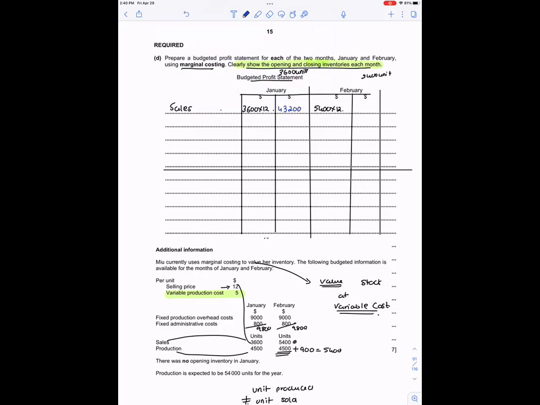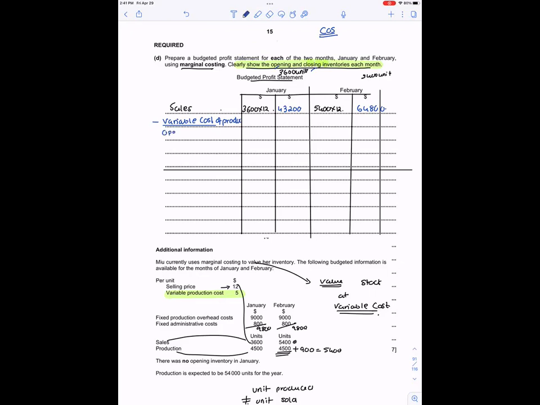And for February, it is 64,800. Then minus variable costs. Now we will take the variable cost, but if you remember, they clearly want us to show opening and closing inventory. When they want us to show opening and closing inventory, you will write variable cost, but you will treat it as cost of sales. So it is called the variable production cost or variable cost of production in marginal costing. You will write this, but you will treat it as this.